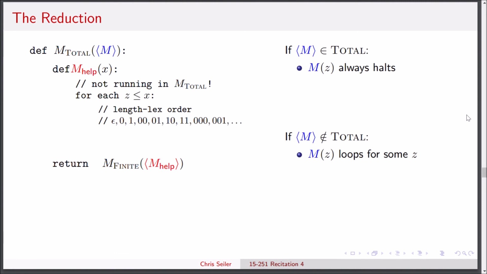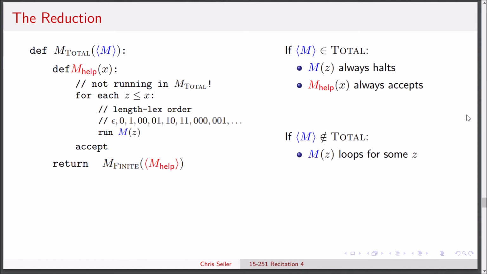Now, for each of these Z's, we're going to run our input M on Z. And at the very end of this for loop, we're just going to go ahead and accept. So what exactly is going on here? Let's go through the cases. Let's say the input M is total, which means that M of Z always halts. Notice what's going on inside the for loop for M help. If we were to run M help on some string X, we would run a finite number of iterations of this for loop, and each one would be guaranteed to halt. So M help will always accept if we're assuming that M of Z always halts.